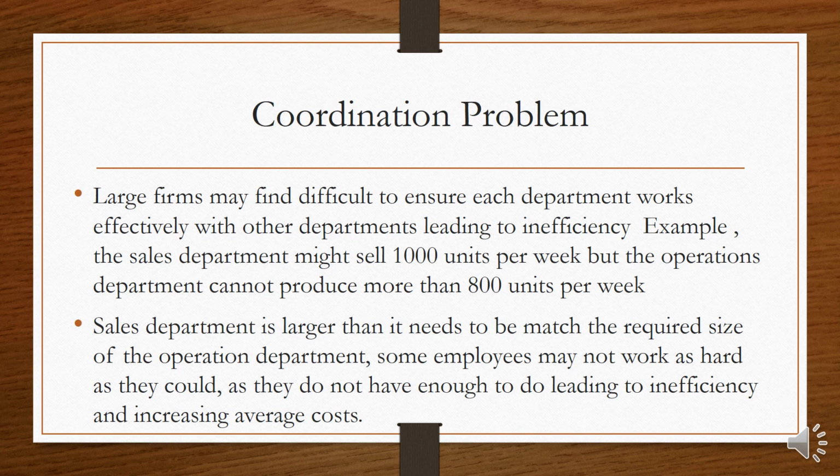The sales department is either large or very productive, but in the operation department it is not like that. Some employees are not working efficiently. So they do not have enough to deal with the inefficiency and increasing average cost. So that may lead to what? Inefficiency of the particular company. The company is not productively efficient, or we can say it is inefficient. That's because of the coordination problem. We are not coordinating correctly, or otherwise we are employing so many staff in the sales department and the operation department, so many problems will be there. So that will be considered as a coordination problem.